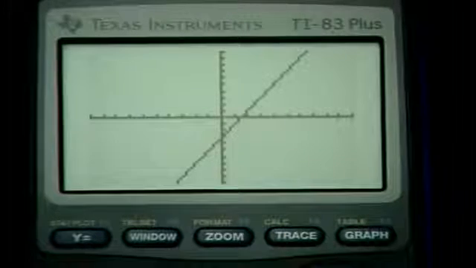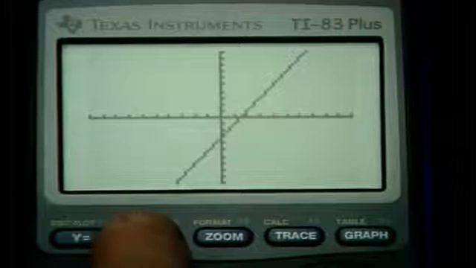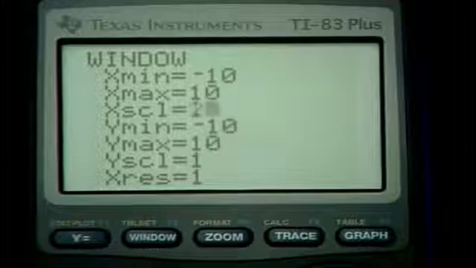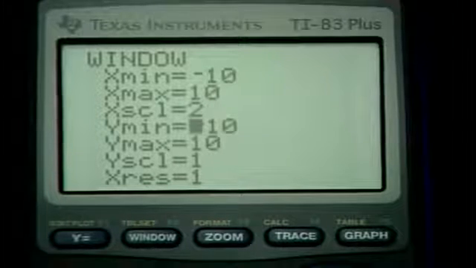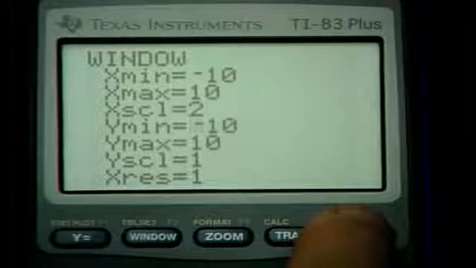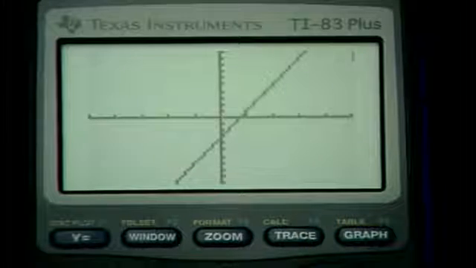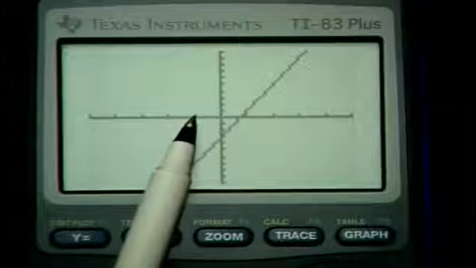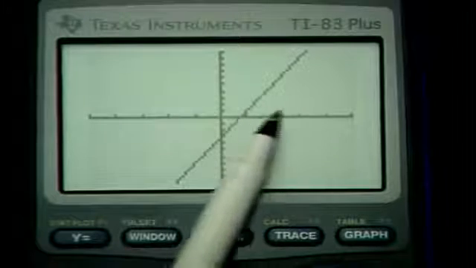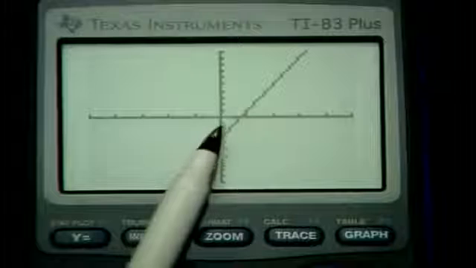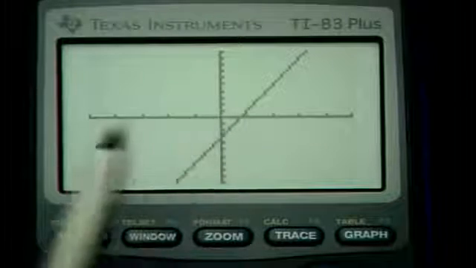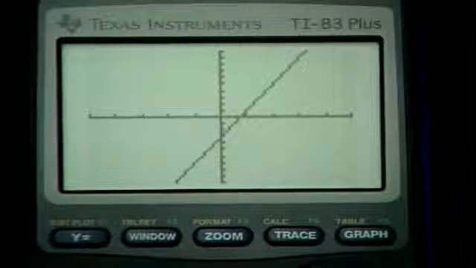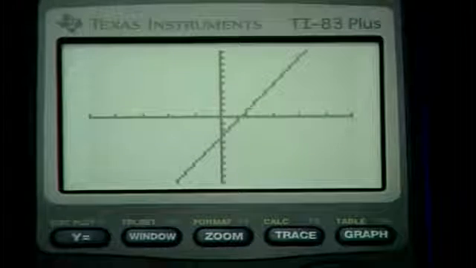Now, notice that there are 10 tick marks in all directions. If I go back to Window and set an X scale of, let's say, 2, and go back to the graph, then notice that I have a tick mark at every other X unit left and right. Now the scale on the Y-axis is still at 1. So that's what the X scale is all about. We can change it according to some kind of need a little bit later.